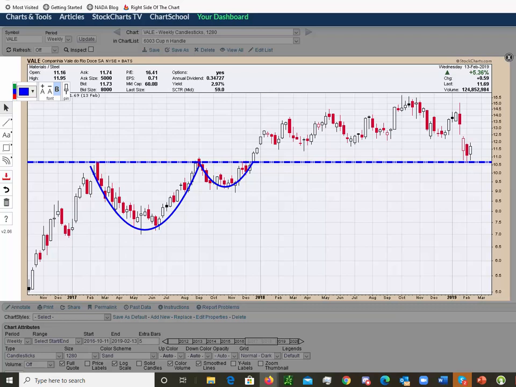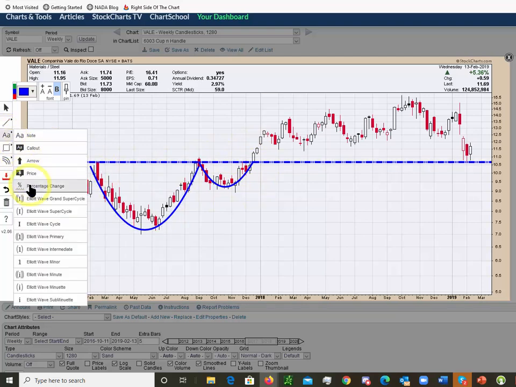I don't want to go to all the trouble of making cover pages and all that kind of stuff. So here's a cup and handle. It doesn't really matter what the stock is, but this is Vale back in 2017, 2018. Really nice cup and handle structure. You've got a well-defined resistance level.